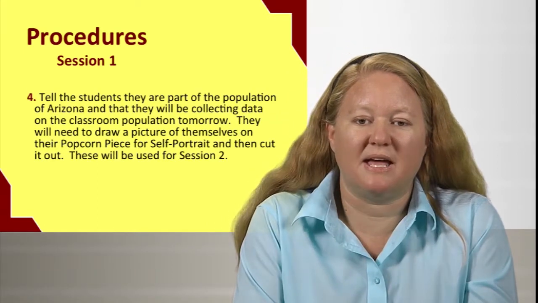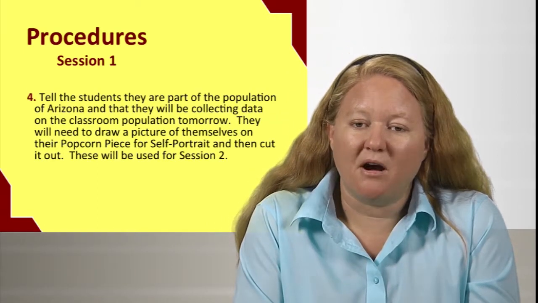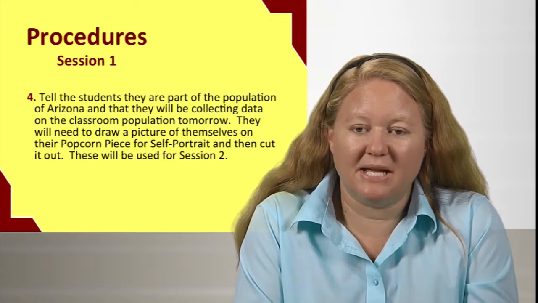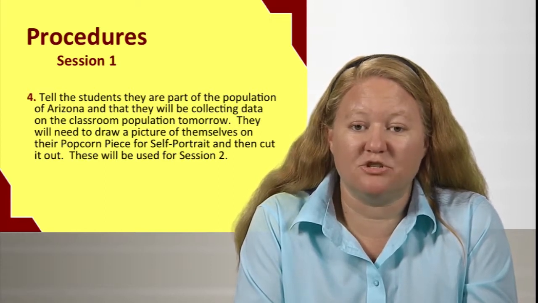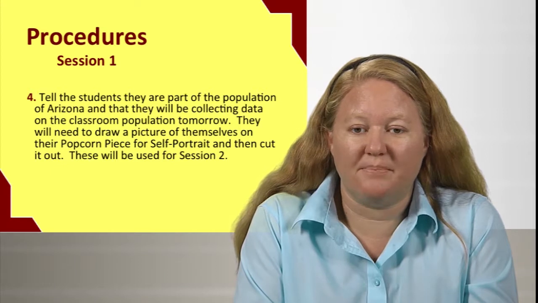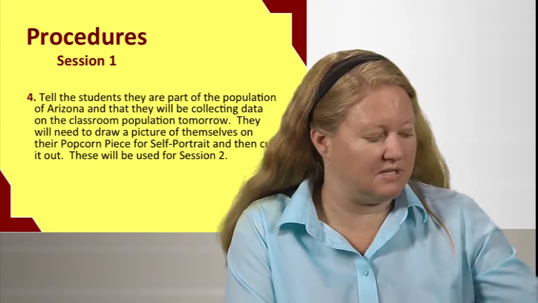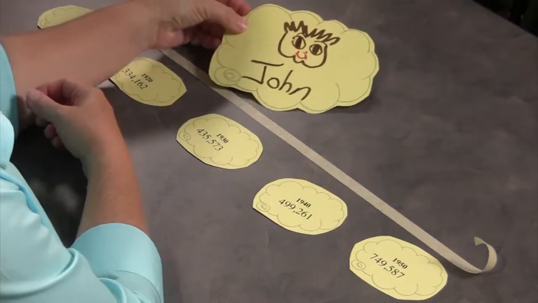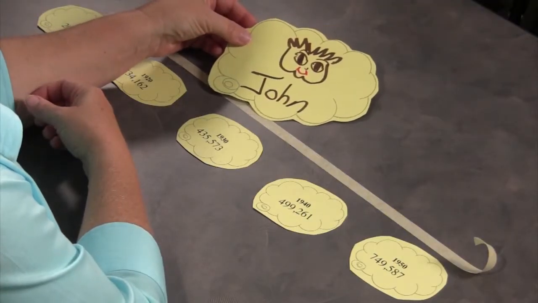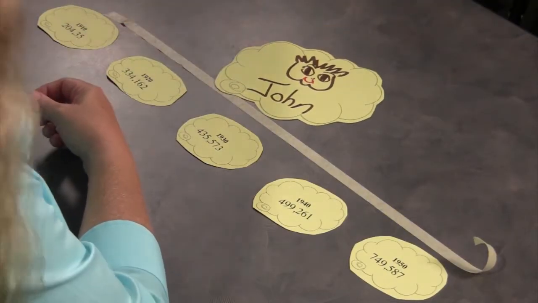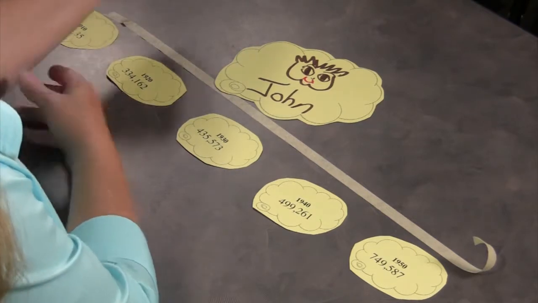Tell the students that they are part of the population of Arizona and that they will be collecting data on the classroom population tomorrow. They will need to draw a picture of themselves on their popcorn pieces for self-portraits and then cut it out, such as this popcorn piece right here, where they draw a picture of themselves and put their name on a large piece of popcorn so that they can create popcorn data tomorrow.